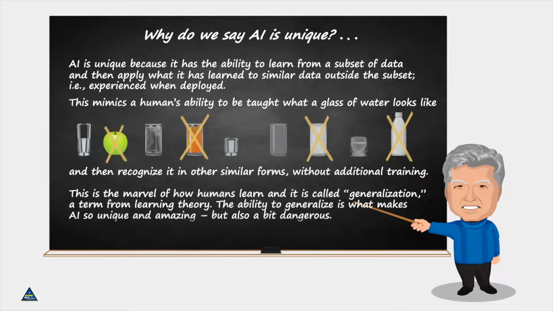This is really the marvel of how humans learn and it's passed on to AI systems, and that process is called generalization. And it's a wonderful thing to see a set of math and algorithms be able to do it, but unfortunately it's also a bit dangerous. So when we say what is AI, understand that it's very unique, it's very marvelous, but it's also very dangerous, and we'll explain why.